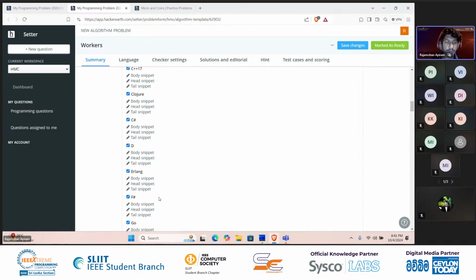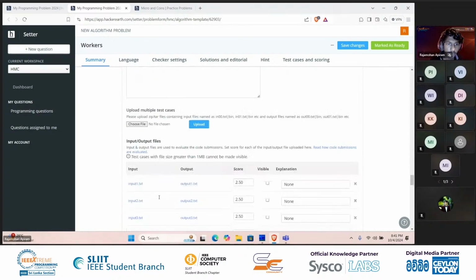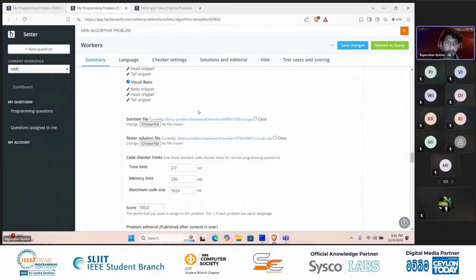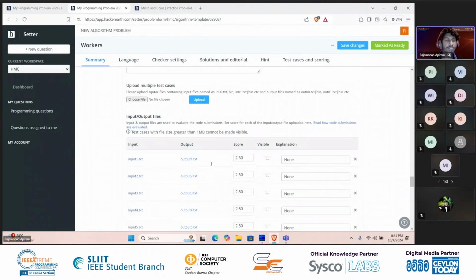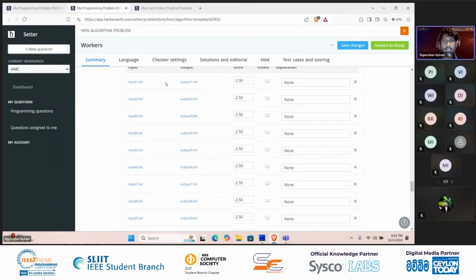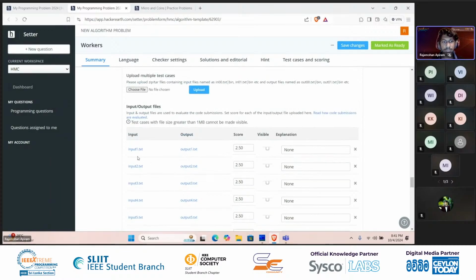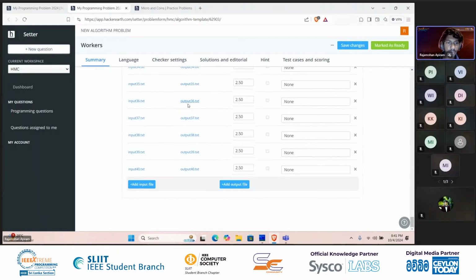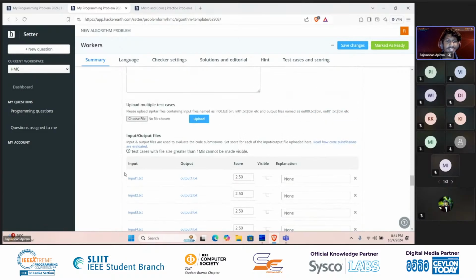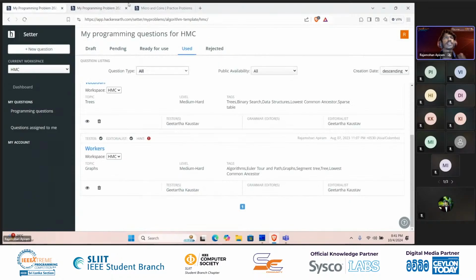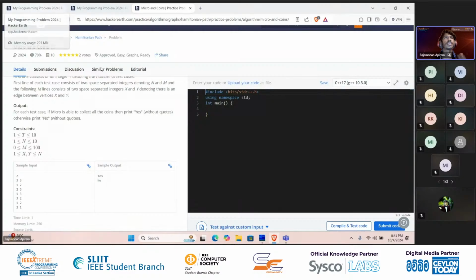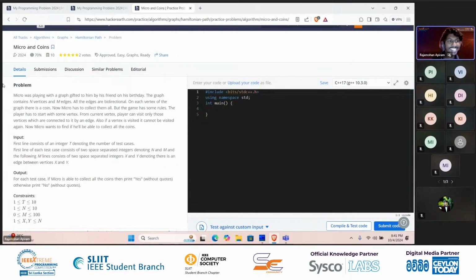Here I can choose whatever languages the problem has to support. And each hidden test case will have some score assigned to it. For example, for the first test case I assign 2.5 marks, likewise. So there will be lots of test cases, maybe hundreds of test cases. It depends on the problem. If it's a hard problem, they make lots of test cases because they don't want you to solve it.